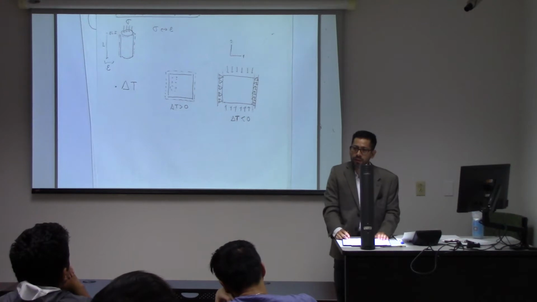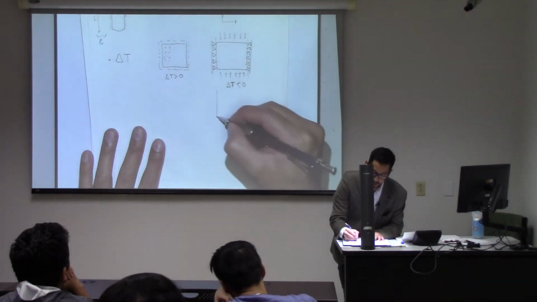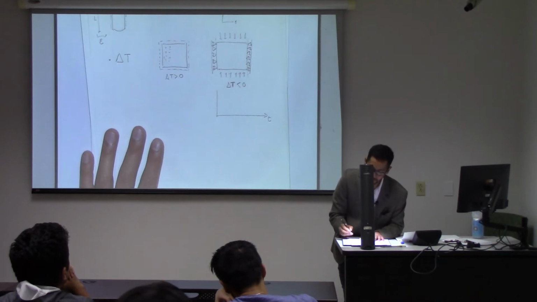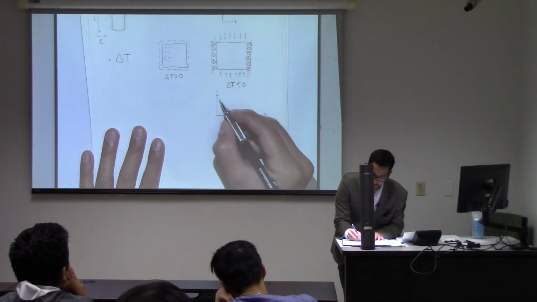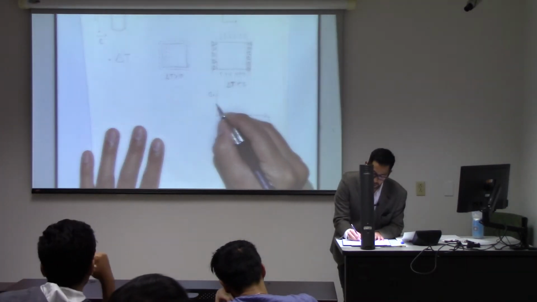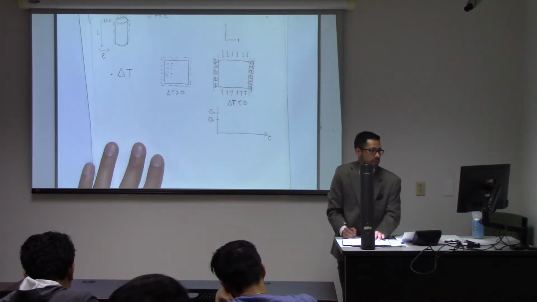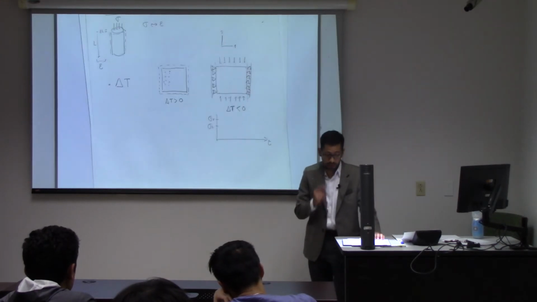Okay, let's do the following. Let's measure stress as a function of time. And let's say that the vertical stress was this at the beginning, and the horizontal stress was that. What do you think is going to happen with the vertical stress as I lower the temperature?